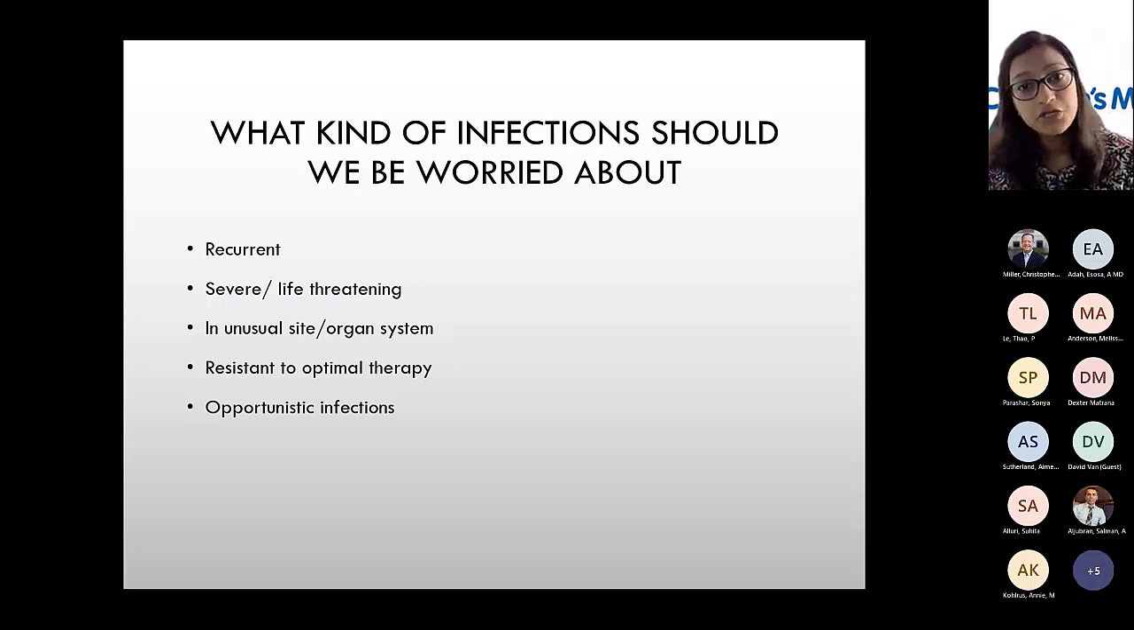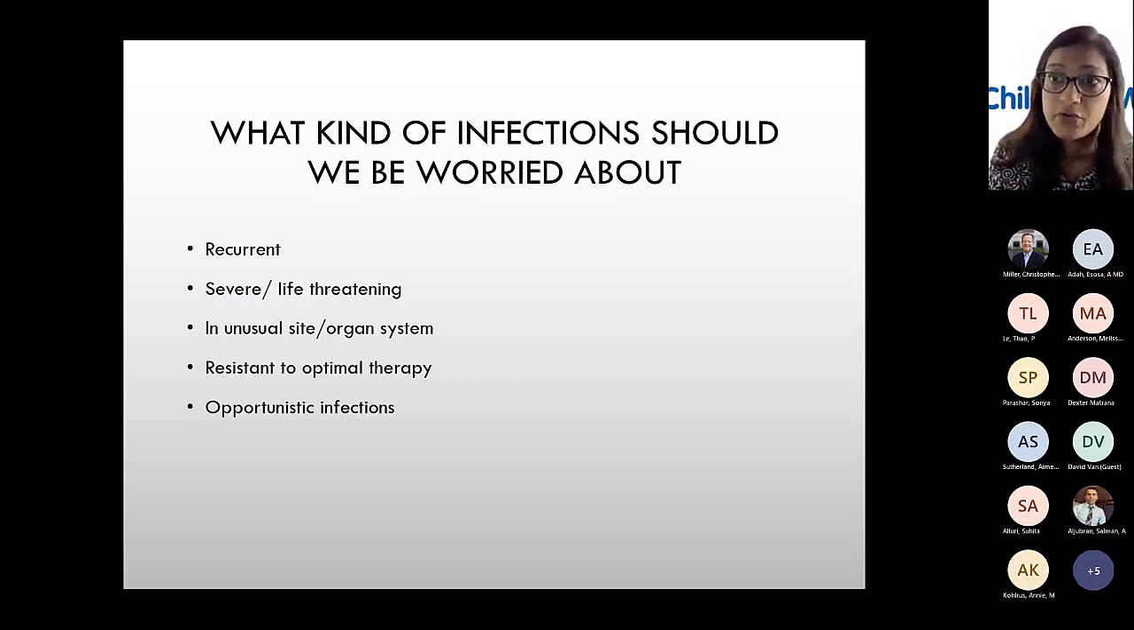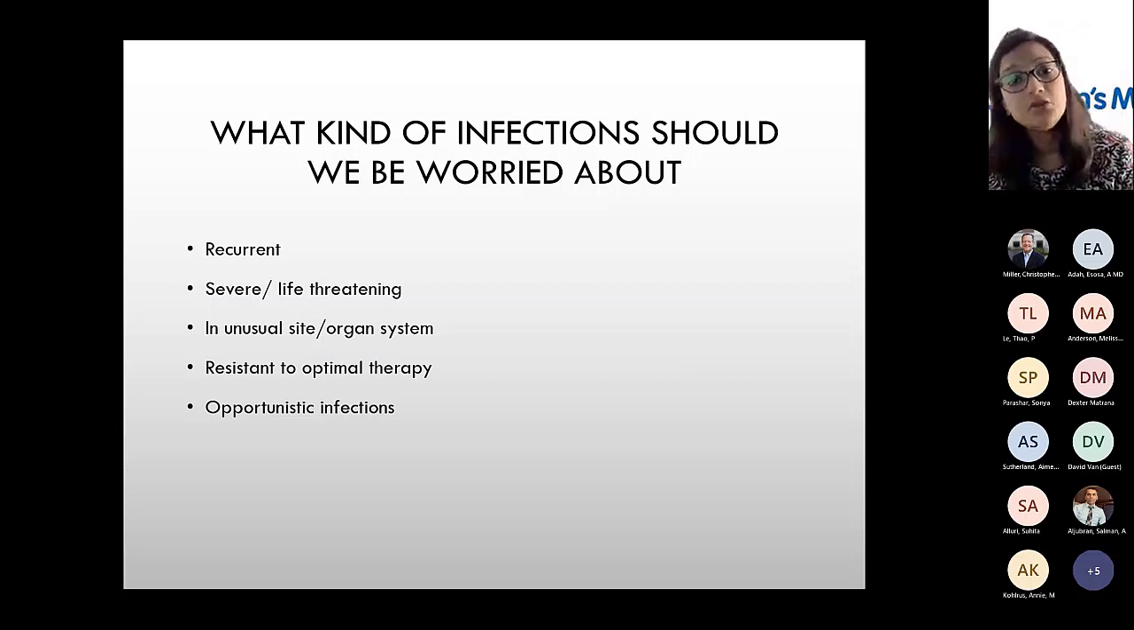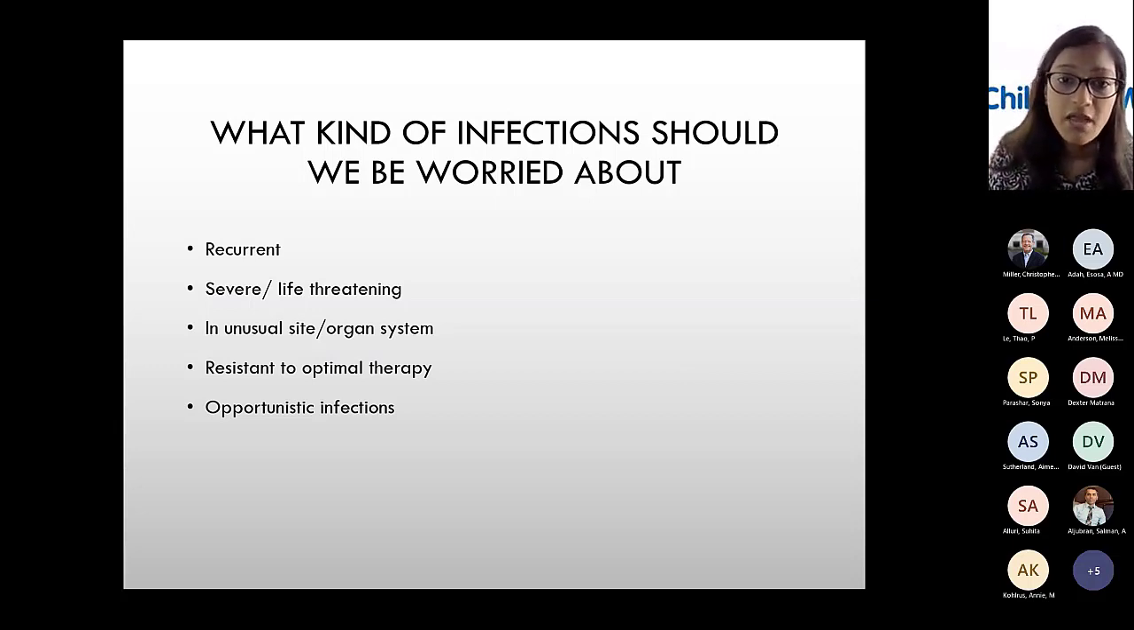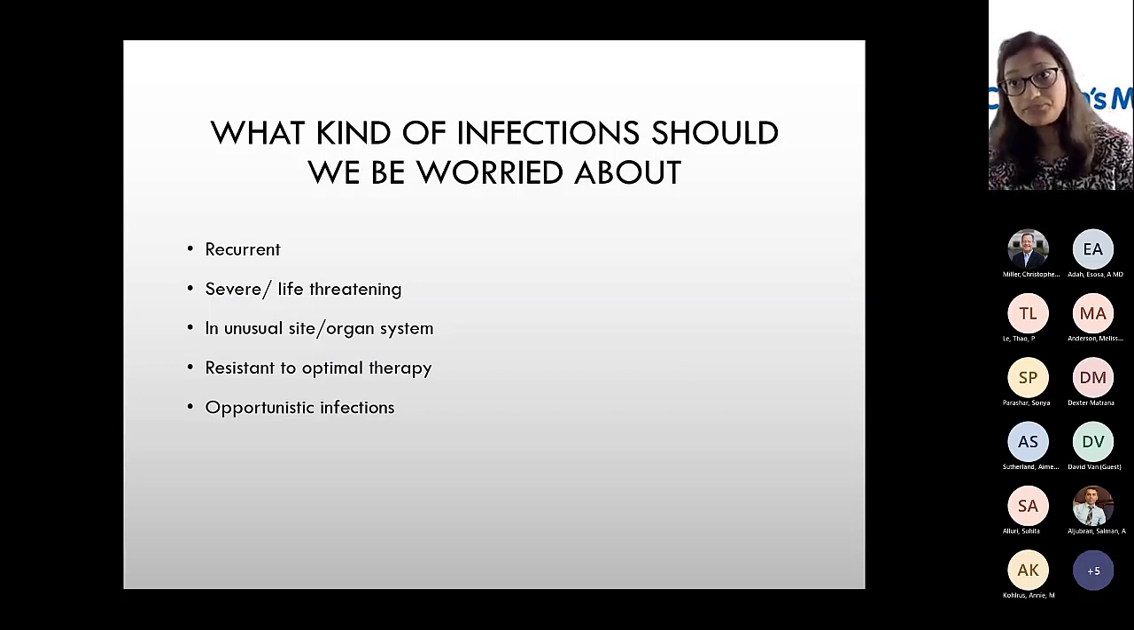So then what kind of infections should we be worried about? There are lots of infections. People can come in with just colds and sinus infections. So when should we be worried? If the infections are recurrent, and that's a little subjective, so we'll put it in perspective over the course of this hour. Severe or life-threatening infections. If the infections are in an unusual site or organ, so 5 sinus infections in a year may be still within the normal range, but even a single infection in the liver or infection in the brain, those are sterile organs. So if you see an infection there, you have to be concerned about it.